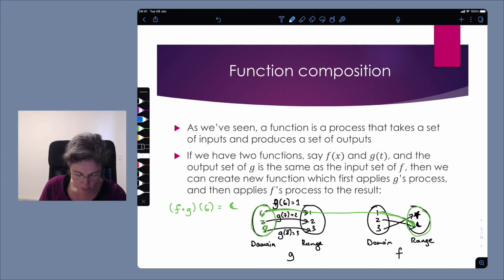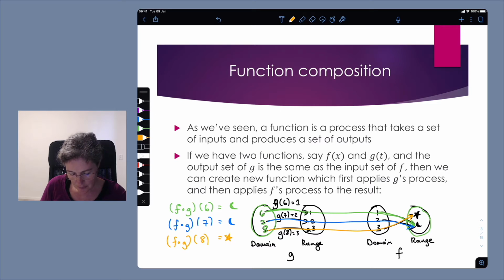And if I follow through with a different input from g, I can take 7 and that goes to 2. And if I follow through, that says 2 also goes to moon. So f composed with g of 7 is also equal to moon. And finally, if I look at 8, 8 goes to 3, 3 goes to star, so f composed with g of 8 is star. So the idea is really that I've just chained together two functions, and I could keep going with more chains, but usually we're going to stop there.